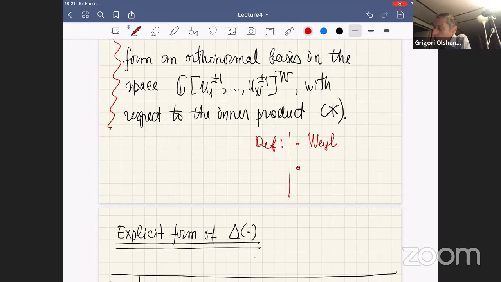And for instance, one can read, if you want, Bump. Maybe Fulton-Harris, I don't remember if it is good for this purpose, but this is good.